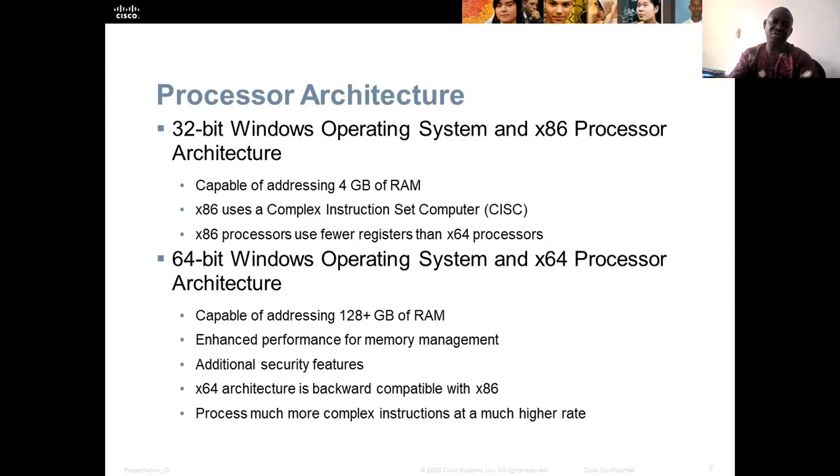But in this, we're talking about 64 bit being able to process 64 bits of instruction at the same time, while 32 bit is able to process 32 bits of instruction at the same time. If you look at parallel processing, you have 32 wires for 32 bit, and you have 64 wires for 64 bit.